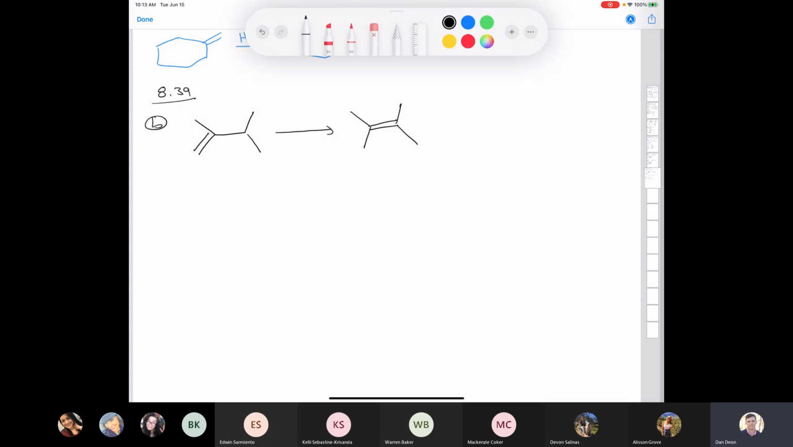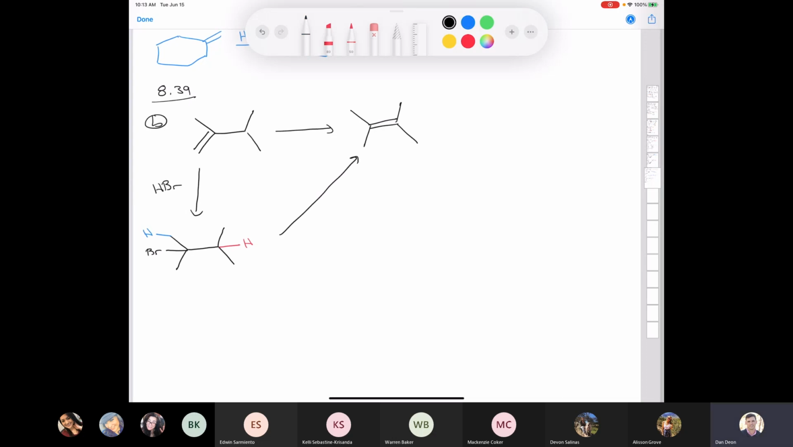Well, to do that, all I need to do is a Markovnikov addition of HBr, because that would give me this tertiary alkyl bromide with the bromine here. And then if I want to pull off this proton that I'm writing out in red, that's the least hindered beta proton, because I also have these beta protons here. But if I use sodium methoxide, that's going to give me the Zaitsev alkene.